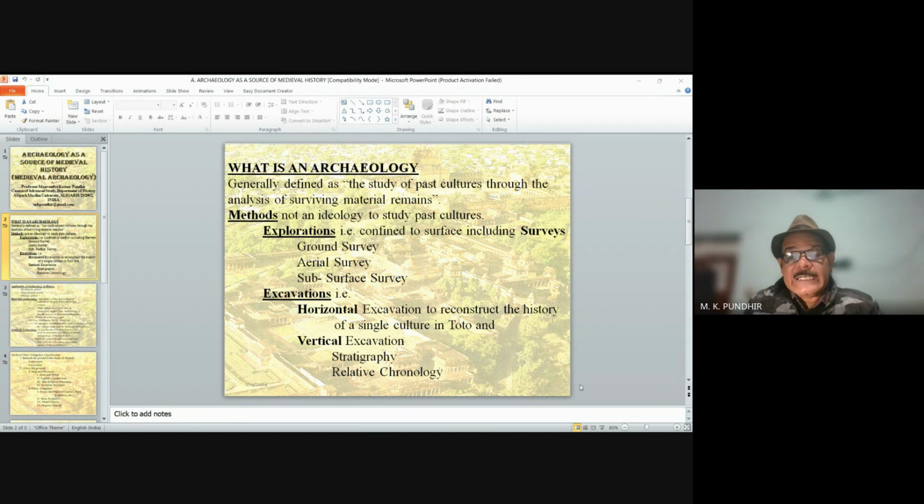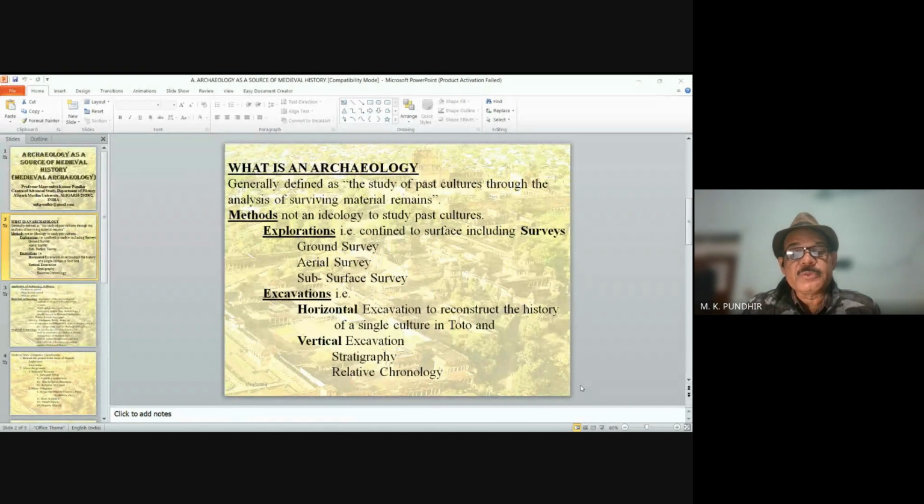Now the latest invention of science and technology which facilitates our archaeology is the drone survey. Drone is the latest one. Parallel to the drone, we have remote sensing. We have satellite survey. And with this advancement in science and technology, archaeology has become more equipped.